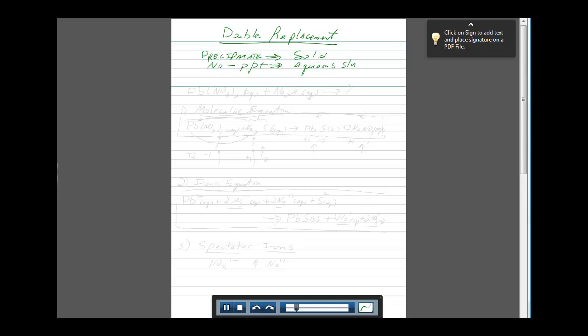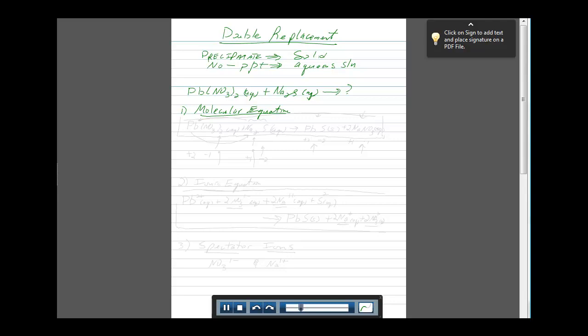To illustrate, let's take a look at this problem here. We have some lead nitrate, an aqueous solution, with sodium sulfide, another aqueous solution. Let's predict what we're going to get. The first thing we want to do is write a molecular equation. The molecular equation is just typical: you're used to writing the equation and predicting your products.